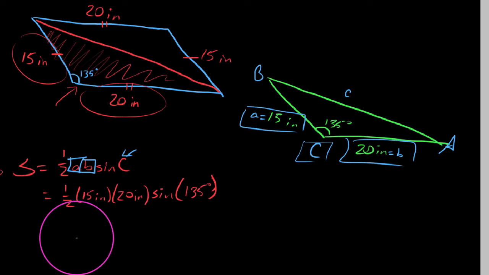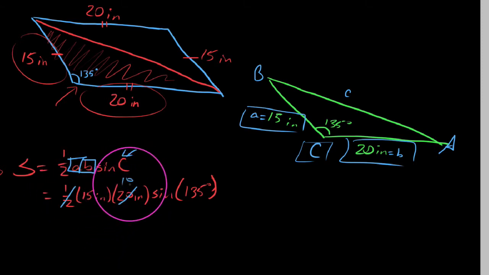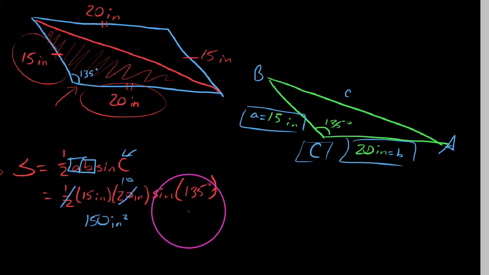As far as finding this goes, we could actually get an exact value for this. This is fun. You don't get to do this every day with nice numbers like this. We'll use a calculator in a moment, but what if we said 1/2 times 15 times 20 times sine of 135? First of all, we could take this 1/2 times the 20, which makes this into 10. Then 10 times our 15, we'd get 150 square inches, and this is times the sine of 135.